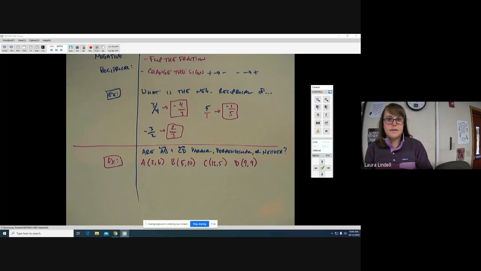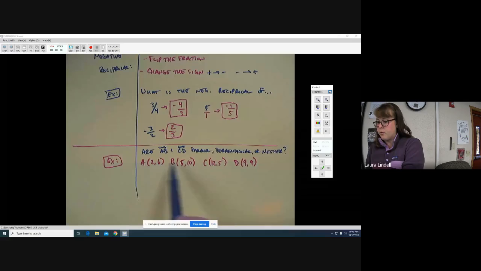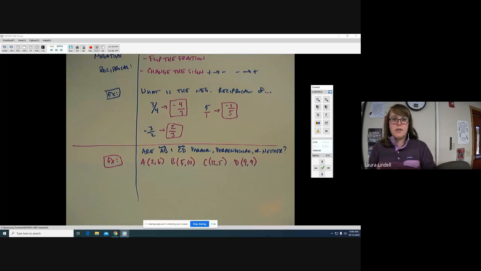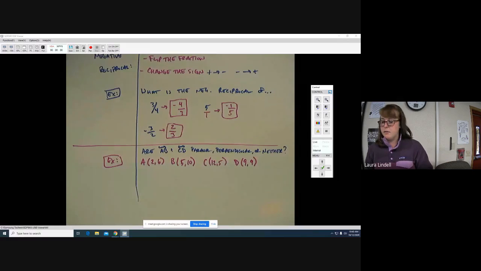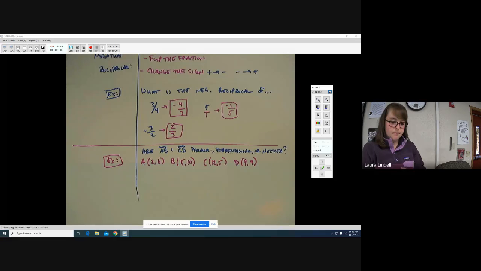So if that's what we're asked, there's some steps that we can take to solve this. Step 1 would be to find the slope of the first line, AB. So we do the slope formula between those 2 points. Step 2 would be to find the slope of CD. So do the slope formula between those 2 points. And then step 3 is to compare the slopes. If they're the same, then they'll be parallel. If they're negative reciprocals, then they'd be perpendicular. And if neither one of those things are true, then we would pick neither.